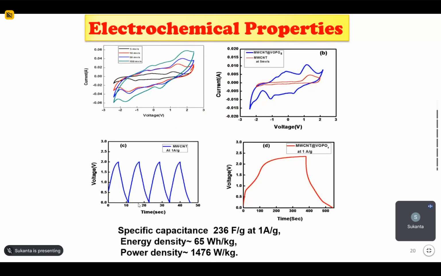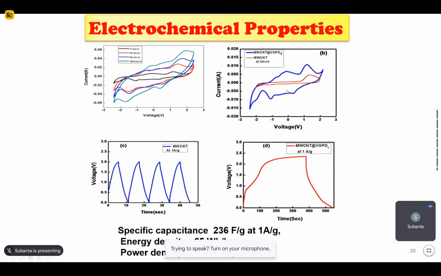To know the performance of a supercapacitor, what we have to do is the cyclic voltammetry test. This is the CV test for the composite materials, multi-wall carbon nanotube and VOPO4, with different scan rates. Different scan rate means at what rate it's charging or discharging. You can see here 5 millivolt per second, which means this is the charging rate. So for different charging rates, we get this type of current-voltage characteristic. From here, we can calculate the capacitance value using the formula.